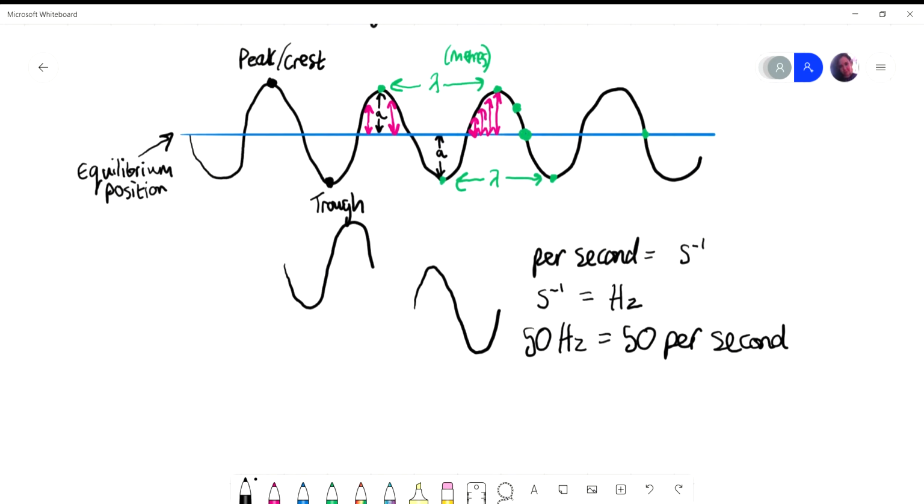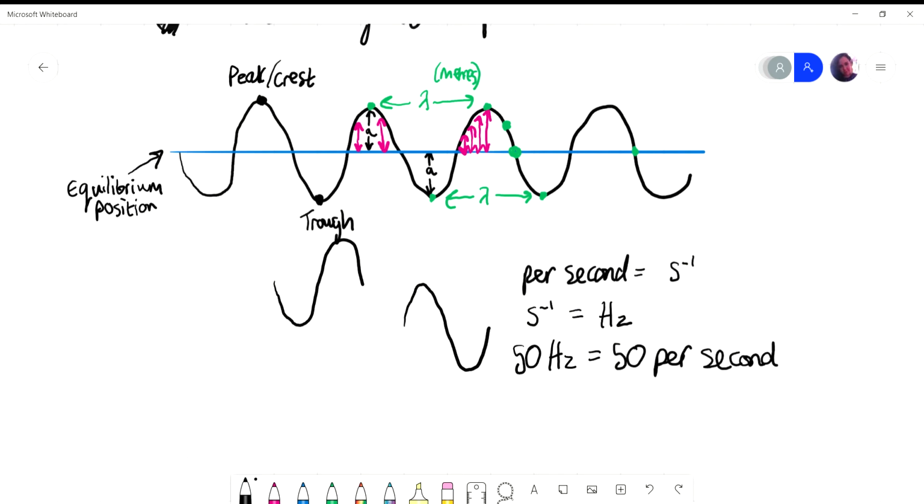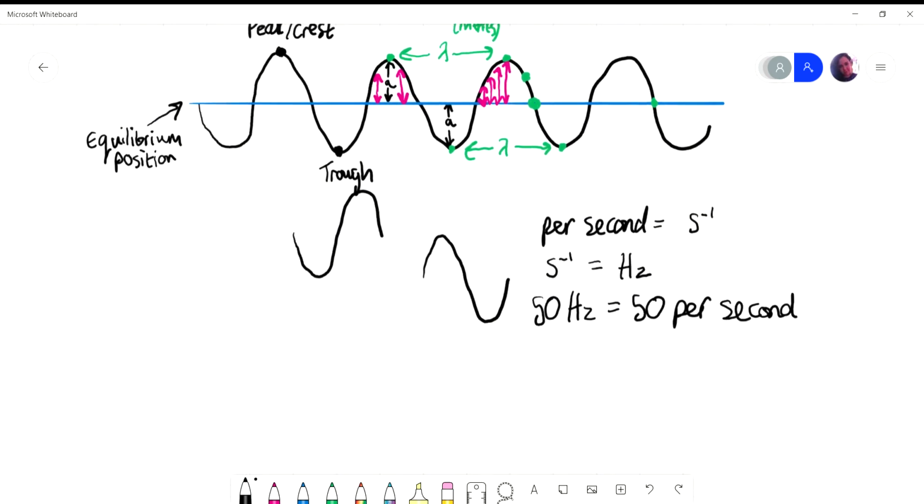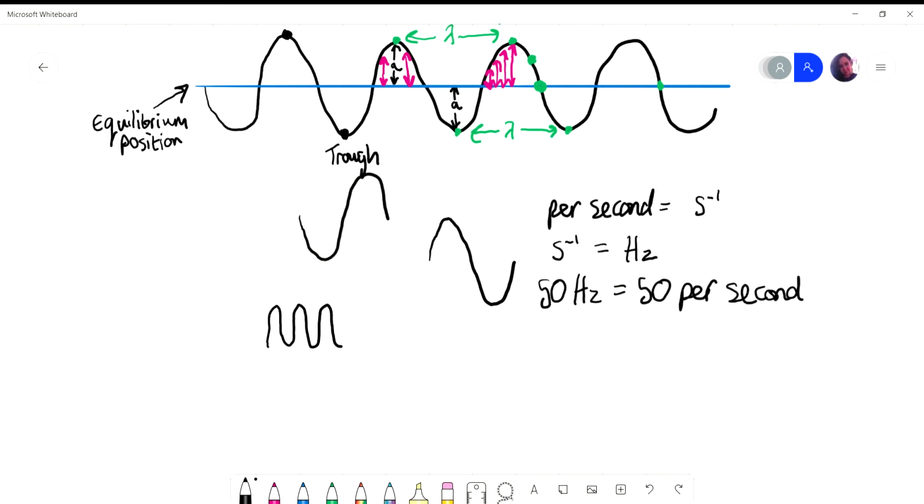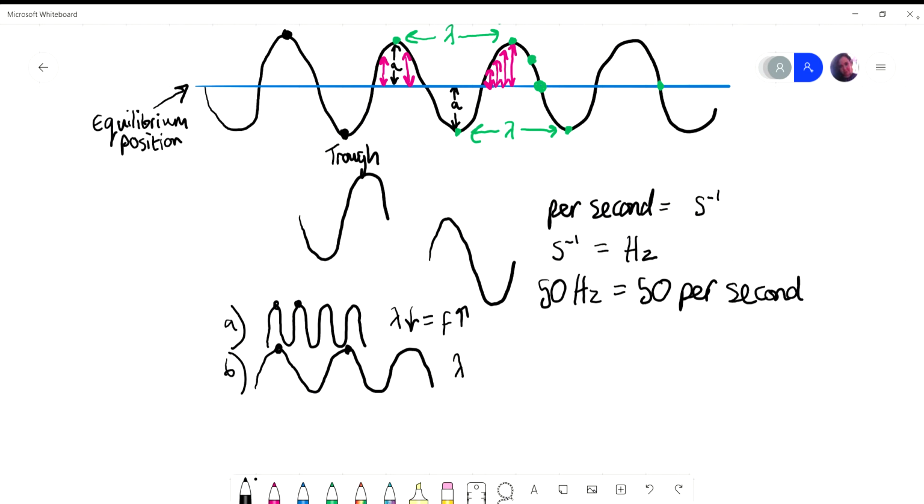Now just notice that there is a relationship between the wavelength of a wave and the frequency of it, because if we compare these two waves I'm about to draw, you can see in A the wavelength is a lot smaller, so from here to here is a lot smaller than in B, from here to here. But that also means if the wavelength is shorter, if the wavelength is less, then the frequency will be more, because more waves will pass a point per second. Whereas in the bottom one, if your wavelength is bigger, then your frequency is smaller. Okay?